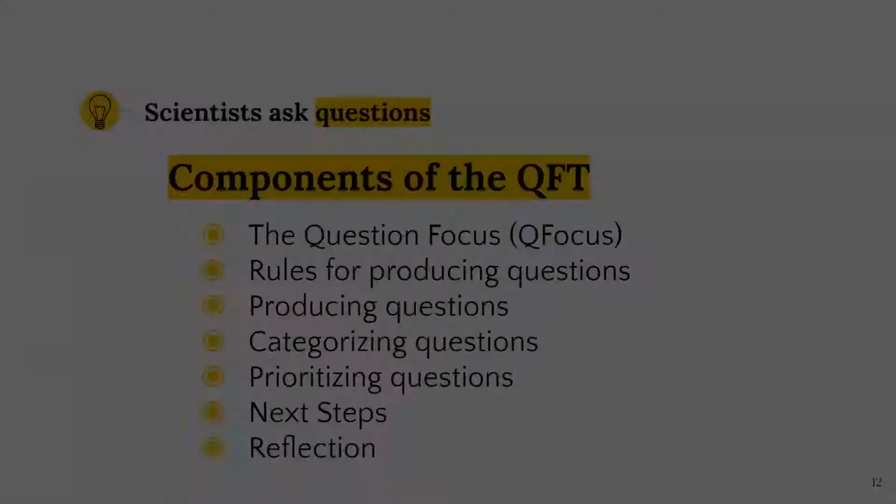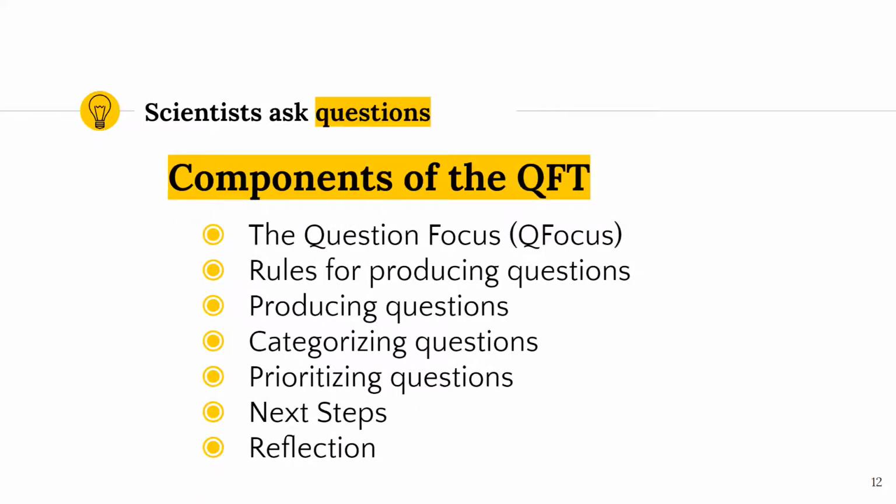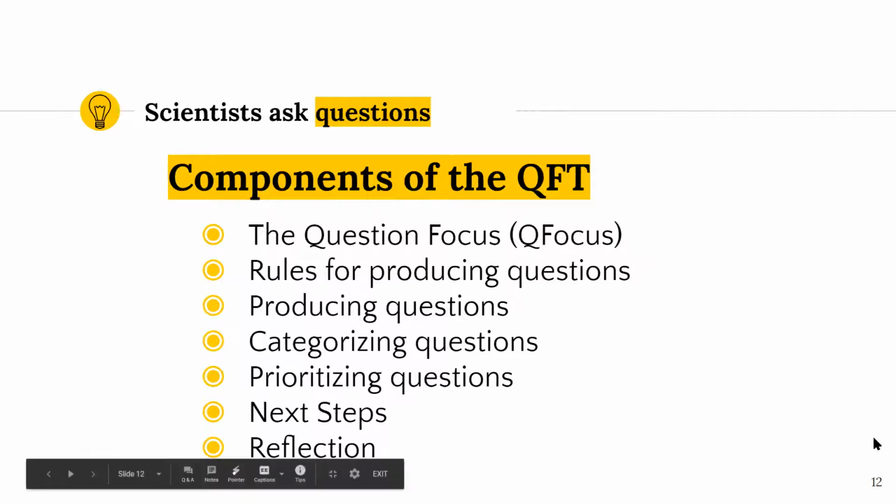Okay, Jason, next. So here are the components that we've gone through. So we've got the Q focus. The Q focus were the two pictures that we had shared. We've got some rules for producing those questions. So right now you've produced them. We'll go through and categorize them. We'll prioritize them. We'll also get into some next steps. How do we use those questions and how do we scaffold those so that it's student questions that are driving some of the investigations you have in your classroom? And then we'll reflect on that process.